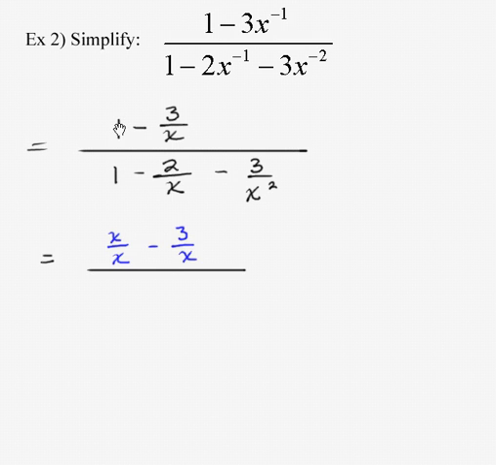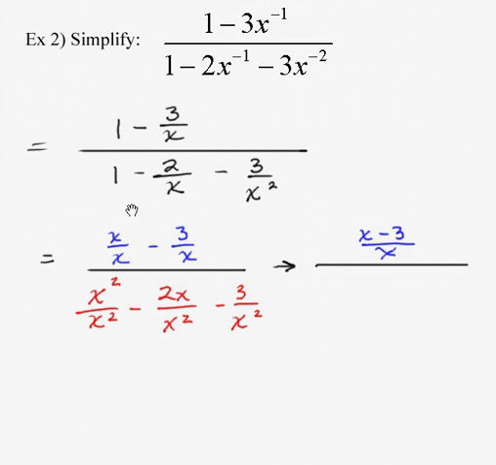To simplify the numerator, x can be written as x over x for 1. So x over x is 1. We have a common denominator of x, which we're going to keep, and we subtract our numerators to get x minus 3. That's as far as we can simplify our complex fraction's numerator.